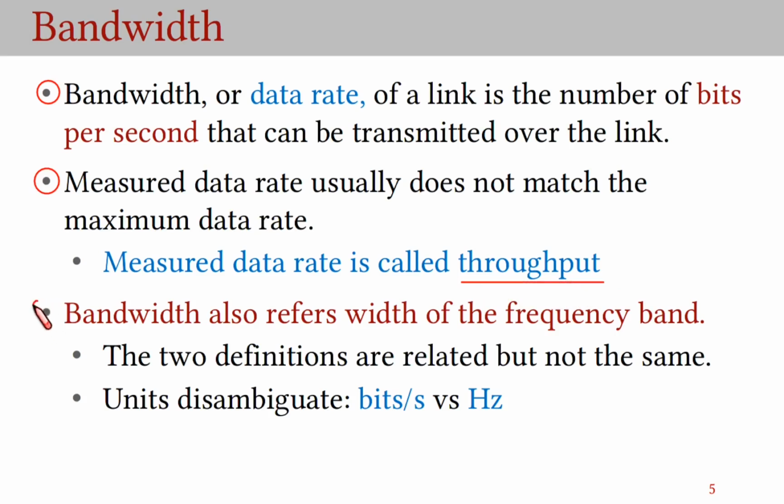As a caution, note that bandwidth also refers to the width of frequency band. As we will see towards the end of this video, these two definitions are related, but they are not the same. In any case, the unit of bandwidth when referring to data rate is bits per second, and the unit when referring to the width of a frequency band is hertz.